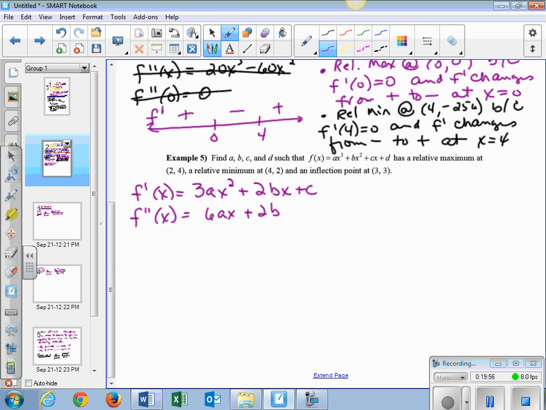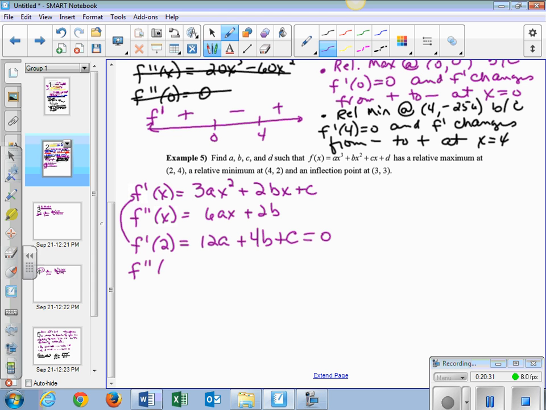I know that my first derivative at 2, since it's a maximum or a minimum, has to be equal to 0. So I'm going to plug 2 in for x into my first derivative right here, and that is 12a plus 4b plus c. I'm going to set that equal to 0 because I know that that is a maximum. My minimum will be the same thing. My minimum is occurring at 4. I could write that down, but I probably won't need both of those. My inflection point, though, is at 3.